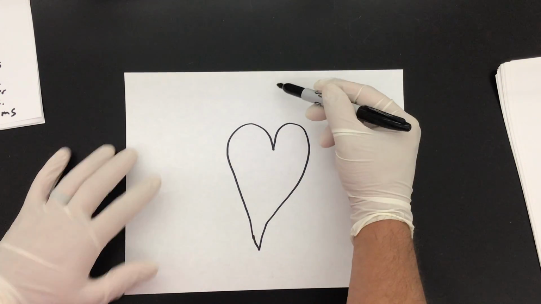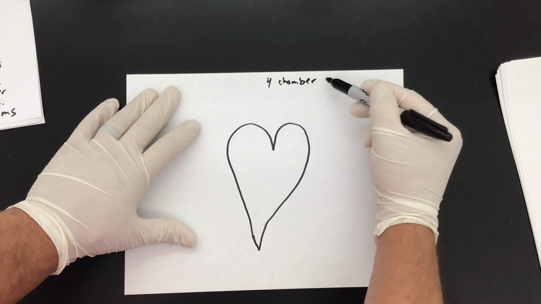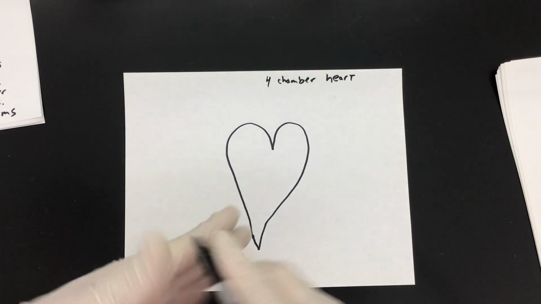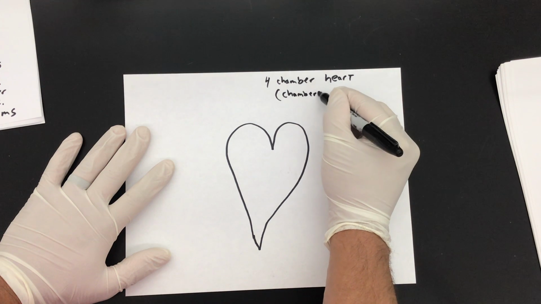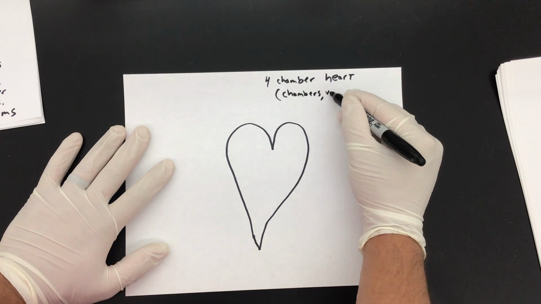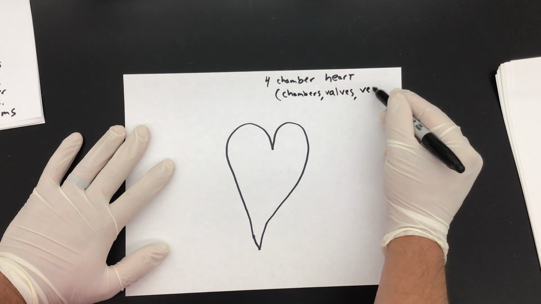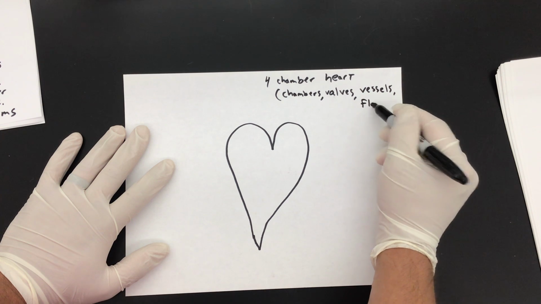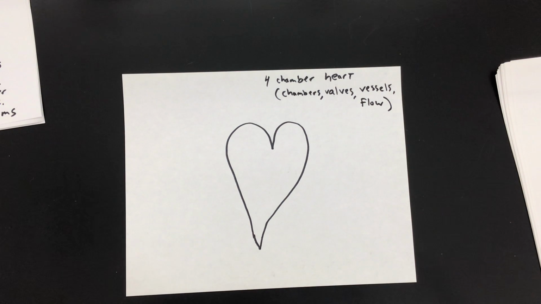So again, this is a map of a four-chambered heart. And what we're going to concern ourselves with is the chambers, obviously. We're going to also label the valves. And we're going to look at the vessels. And just in general, be interested in the flow. So we're looking at the chambers, the valves, the vessels, and the flow of blood through the heart.